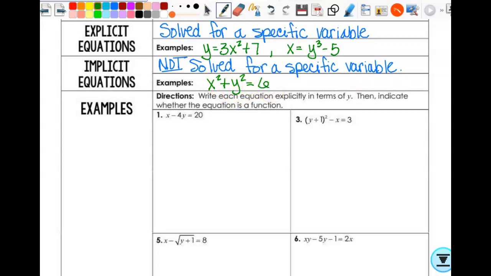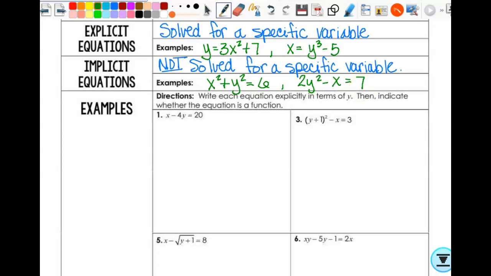Can anybody tell me what that would graph? Learned it in geometry. Graph's a circle. Okay, so graph's a circle, geometry. Or we could have like 2y squared minus x equals 7. Either way, they're obviously not solved for a variable. They could be an infinite amount of different things.